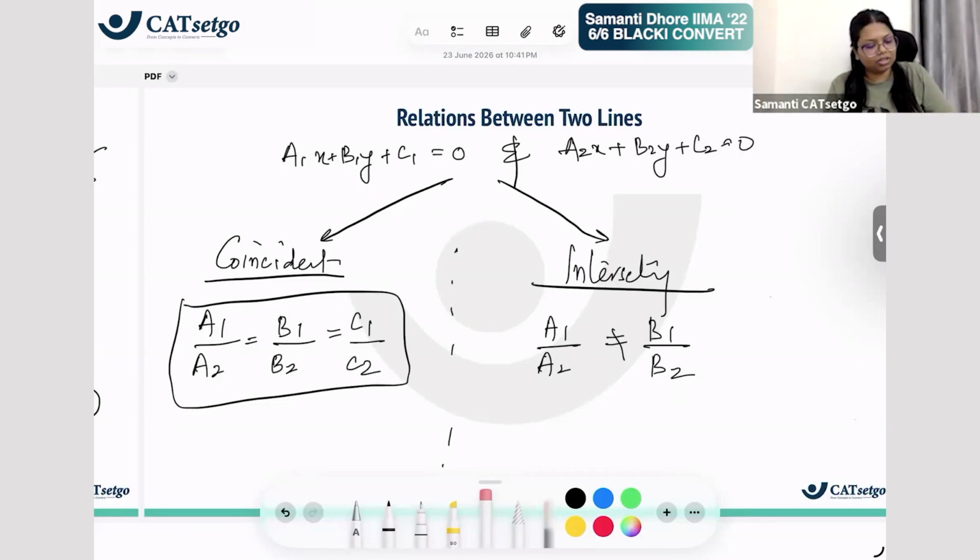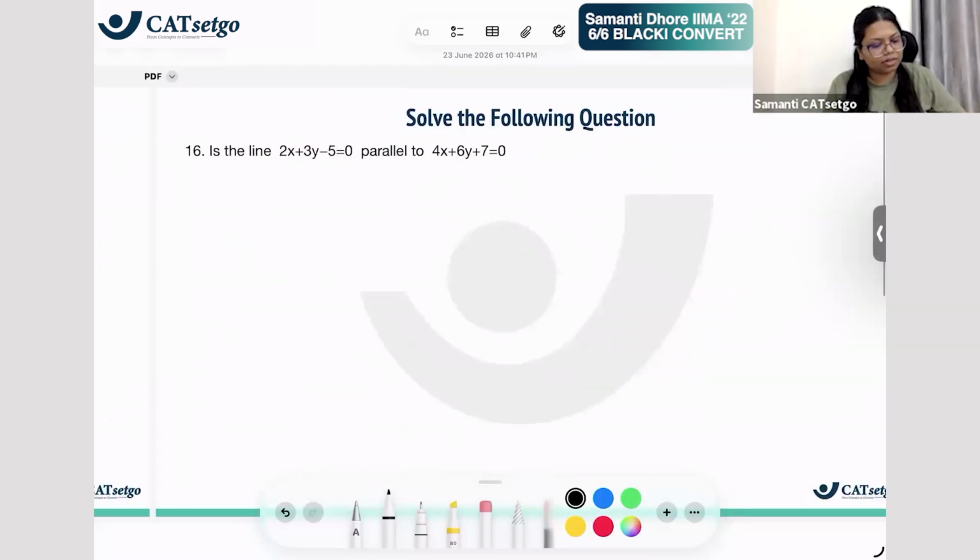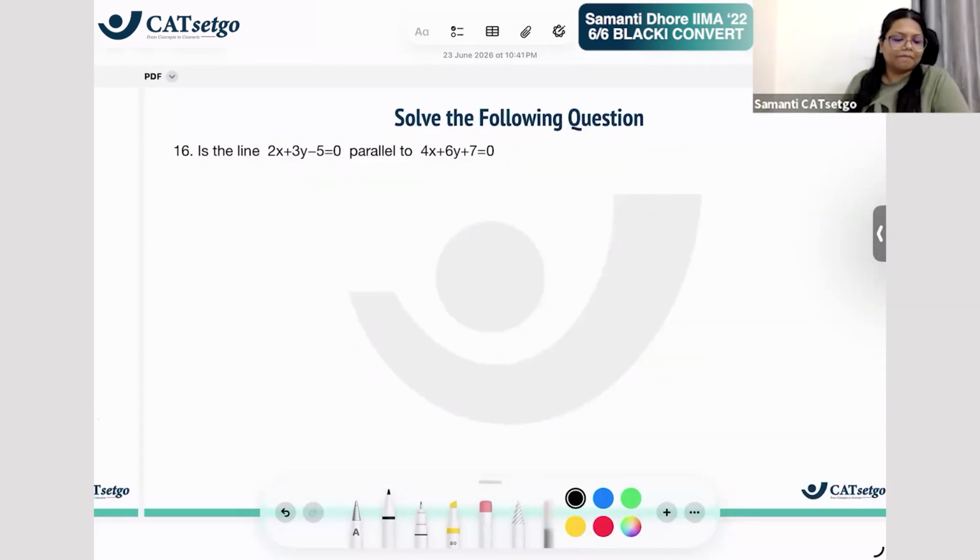All right. So these are the relations that we have between two lines. Right. All right. So on that basis, let us solve this question. Is this line parallel to the other line given? Are these two lines parallel?